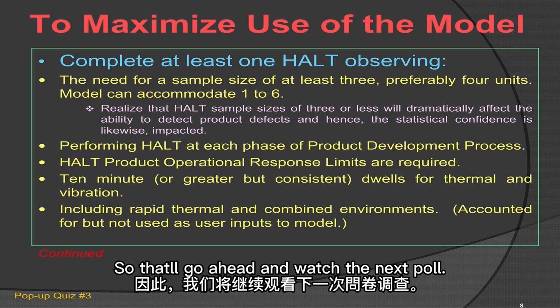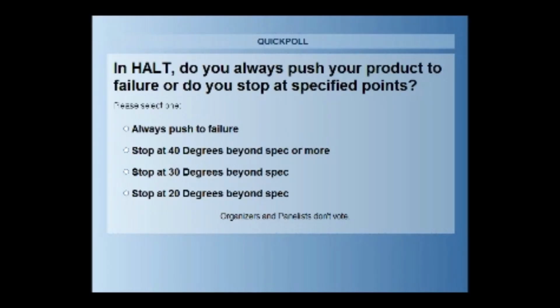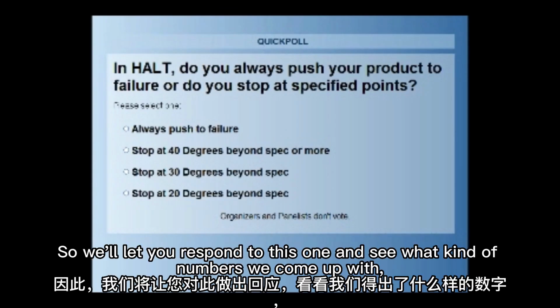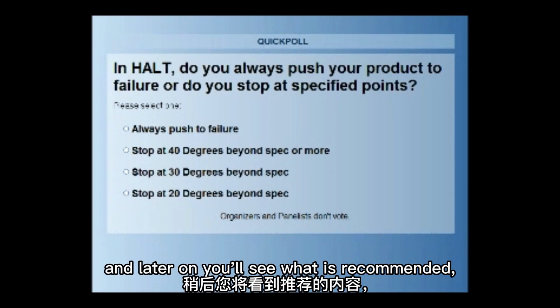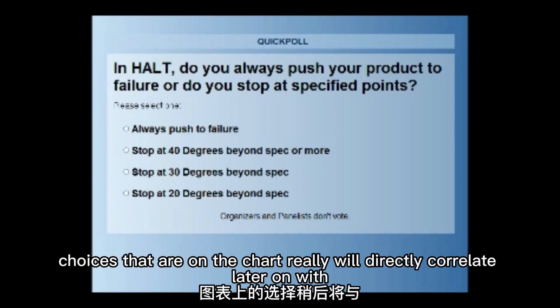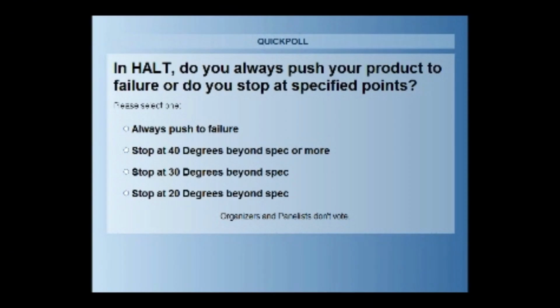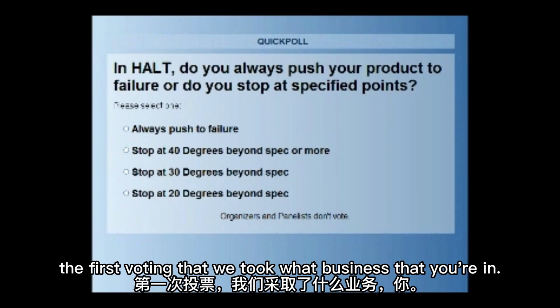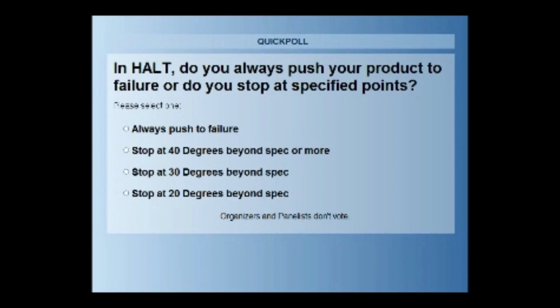So with that, I'll go ahead and launch the next poll. We'll let you respond to this one and see what kind of numbers we come up with. And later on, you'll see what is recommended. And these choices that are on the chart really will directly correlate later on with the first voting that we took, what business that you're in.